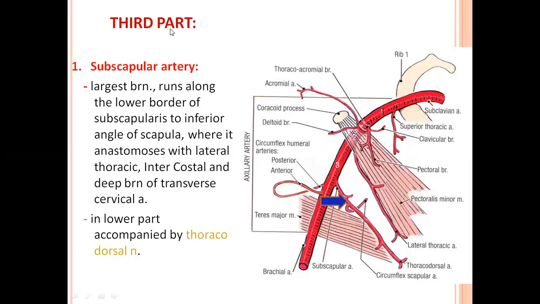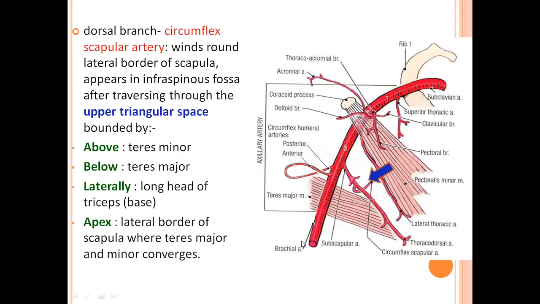And how many branches does it give? Three. So the first branch of the third part is the subscapular artery, the largest branch. Sometimes it is much bigger than the main artery itself. It runs along the lower border of subscapularis to the inferior angle of the scapula. Then it anastomoses with other arteries like the lateral thoracic. I will discuss this with the help of pictures when I do the anastomosis around the scapula. In the lower part, you can see it is accompanied by the thoracodorsal nerve.